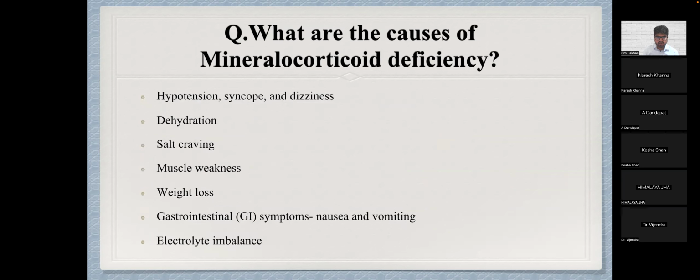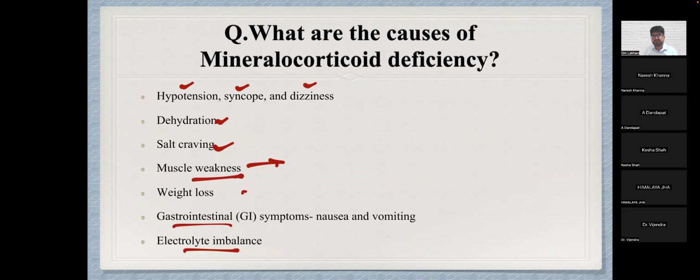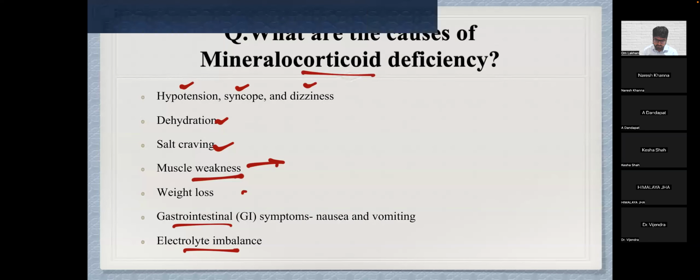But what are the features of mineralocorticoid deficiency? These patients can have hypotension, syncope, dizziness, dehydration, salt craving, muscle weakness, can in fact even have severe myalgia, in fact a myopathy type picture also. Patient can have weight loss, patient can have GI symptoms. Again, GI symptoms could be because of mineralocorticoid deficiency also, and electrolyte imbalance. So these are all features of mineralocorticoid deficiency. Generally speaking, the hyponatremia that you see in adrenal insufficiency is because of both glucocorticoid as well as mineralocorticoid deficiency, but the hyperkalemia that you see in primary adrenal insufficiency is mainly because of mineralocorticoid deficiency. So this is a very important point, right?